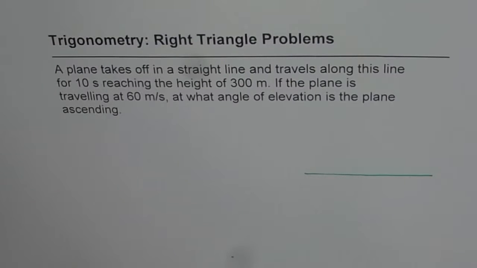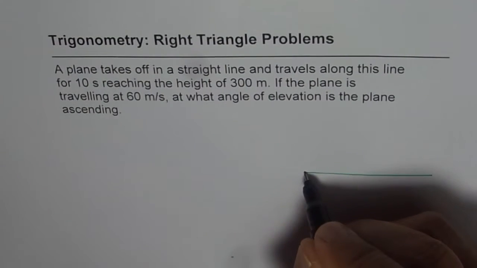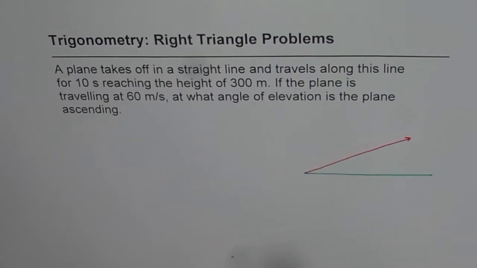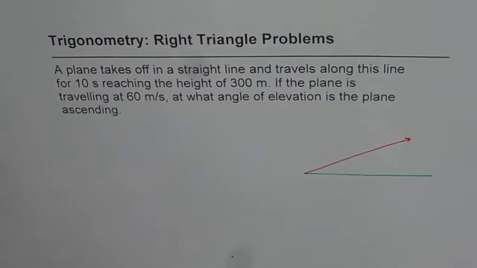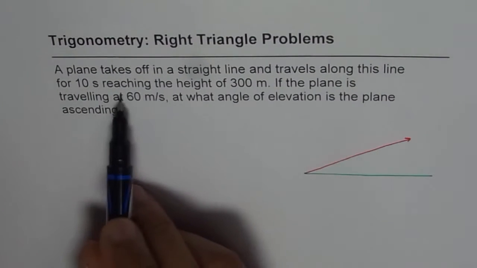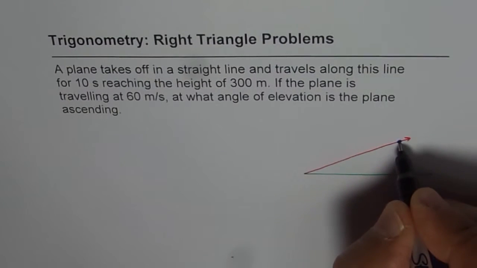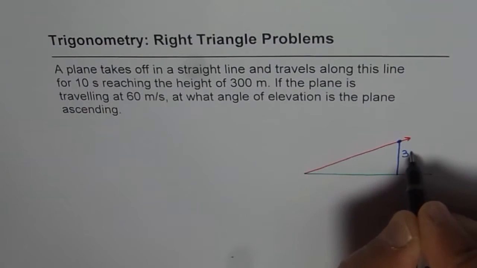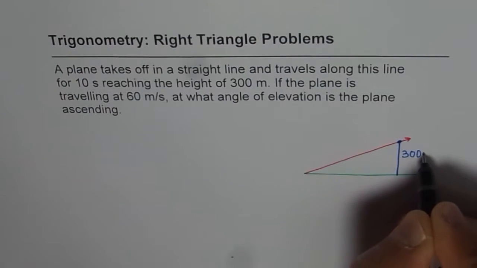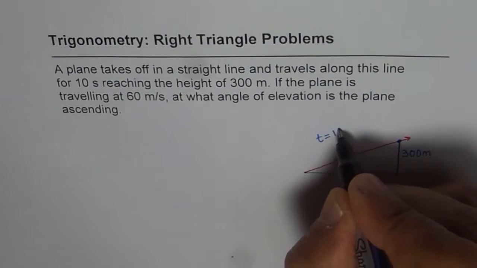Let's say that's the ground and the plane takes off in a straight line from here. Let's say it takes off like this for 10 seconds, reaching a height of 300 meters. Let's say at this position it is 10 seconds and the height attained by the plane is 300 meters. So time is 10 seconds.